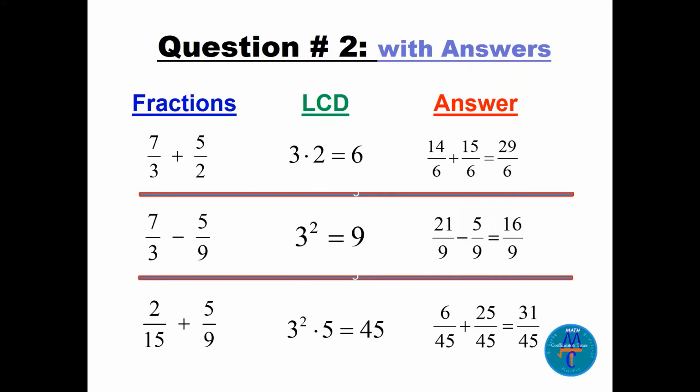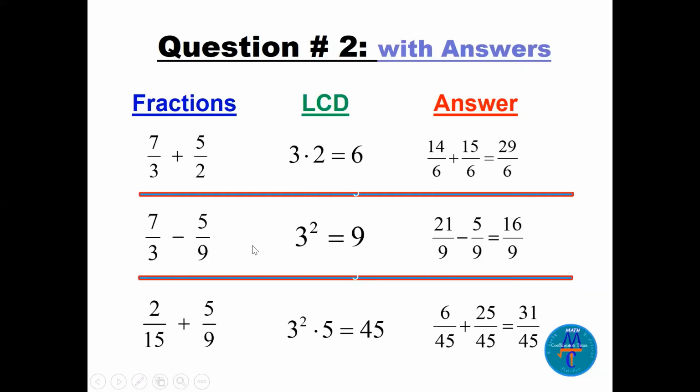Let me explain, please, here. I have 3 examples here, you can see. 7 over 3 plus 5 over 2. Many students, many math users, they know they multiply 3 times 2. That's correct, but not always. Remember, not always. So the LCD here, 3 times 2, correct, but not always.